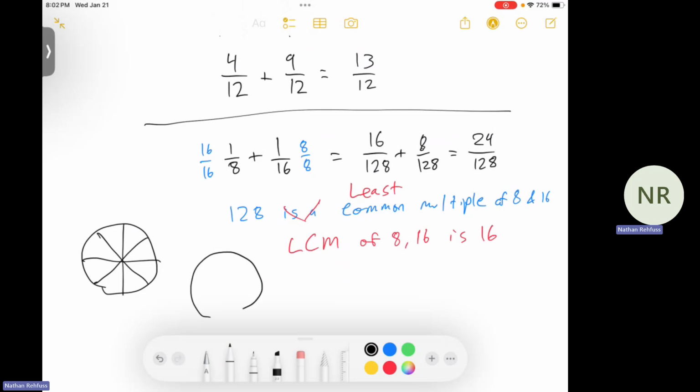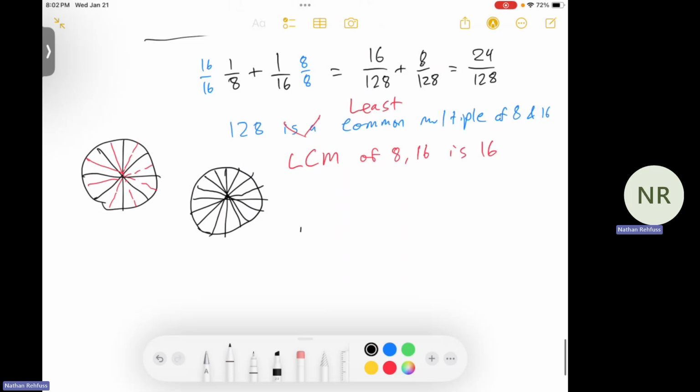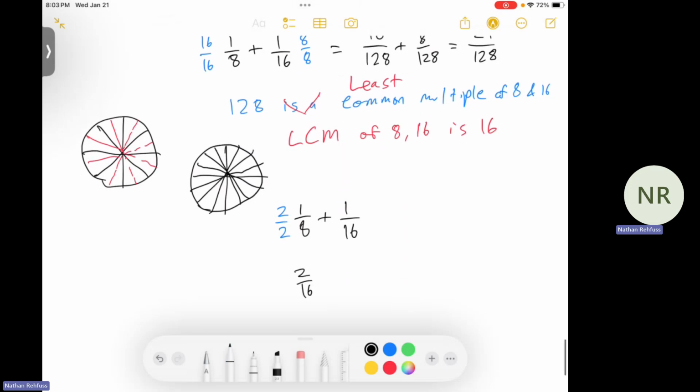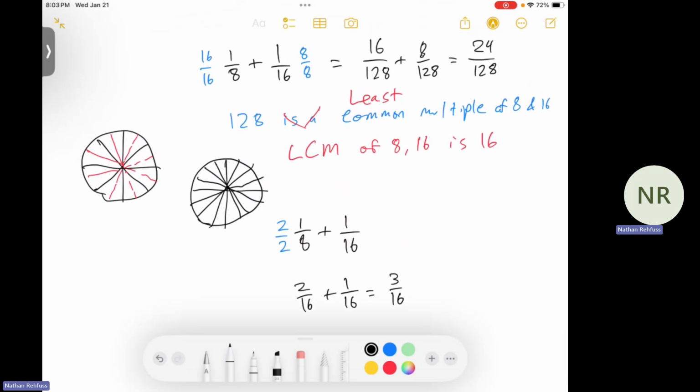If one pizza is cut into eighths, and the other pizza is cut into 16ths, I only need to cut the eighths in half to make two pizzas both cut into 16ths. All we have to do is turn 1/8 into 2/16. And we get 2/16 plus 1/16 is 3/16. That's the same answer you'd get if you reduced 24 over 128. But we got there faster because we went straight for the least common multiple.